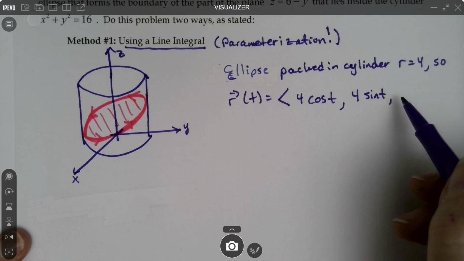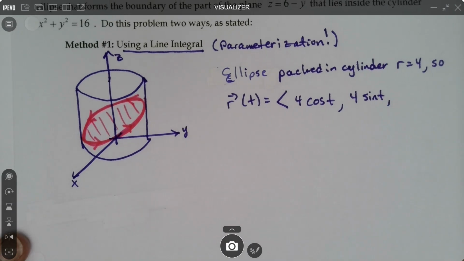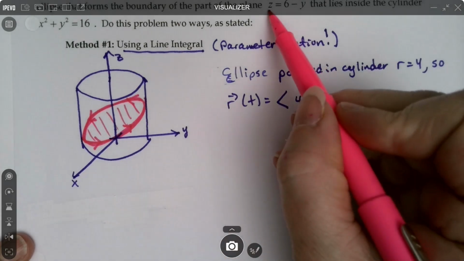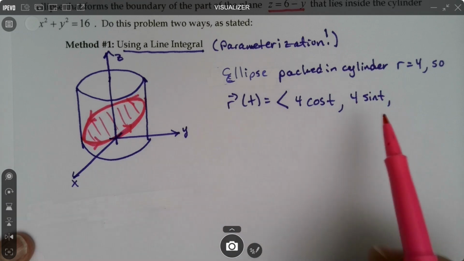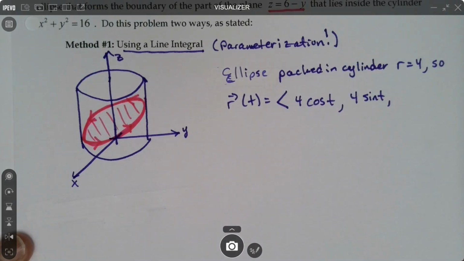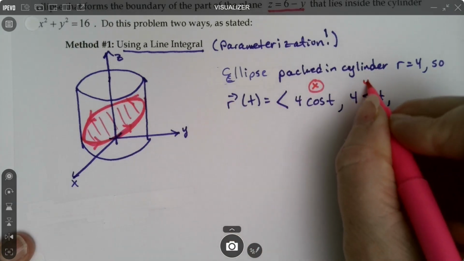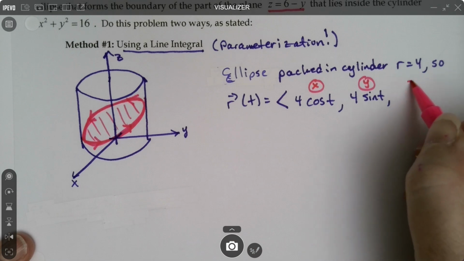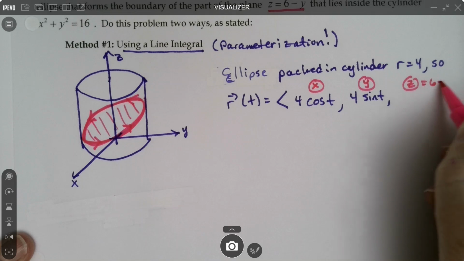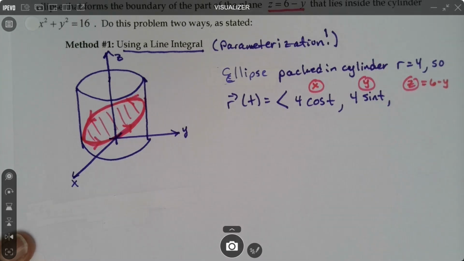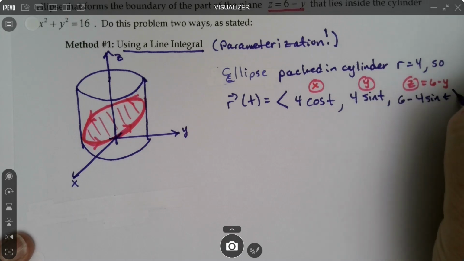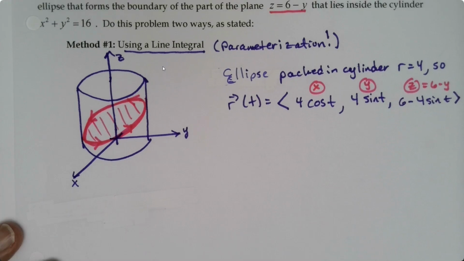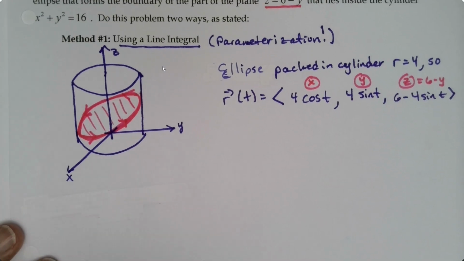But what about the z component? What about that third component? Well, remember that for the ellipse, z equals 6 minus y, right here. But we know that y is 4 sine t, right? Because this is x right here, this is y right here. Then for the z, it was 6 minus y, but we can't do that, right? We're going to have to switch it over. And so we're going to write 6 take away 4 sine t. There is our R of t. All right, now we're going to need our prime.